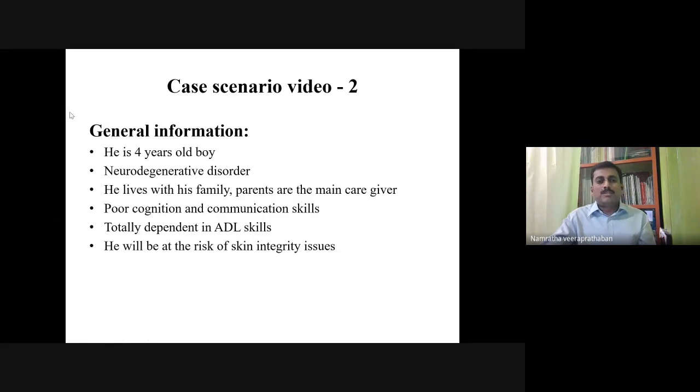The general information is: a 4-year-old boy is diagnosed with a neurodegenerative disorder. He lives with his family. Parents are the main caregivers, and he has poor cognition and communication skills. He is totally dependent in ADL skills, and he is at high risk of skin integrity issues. This is about this boy.